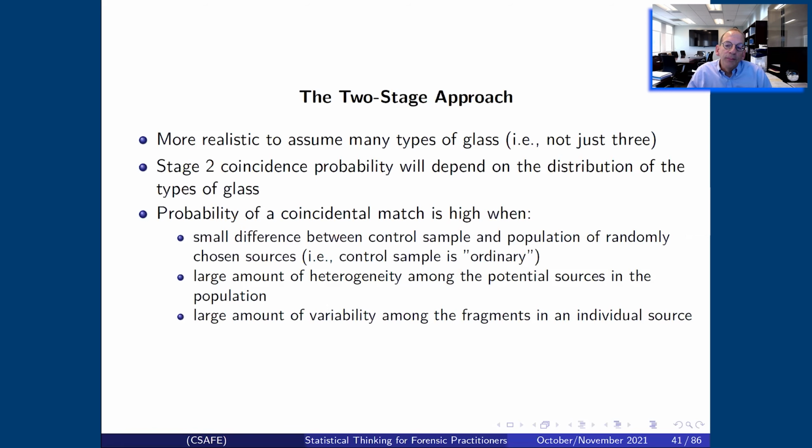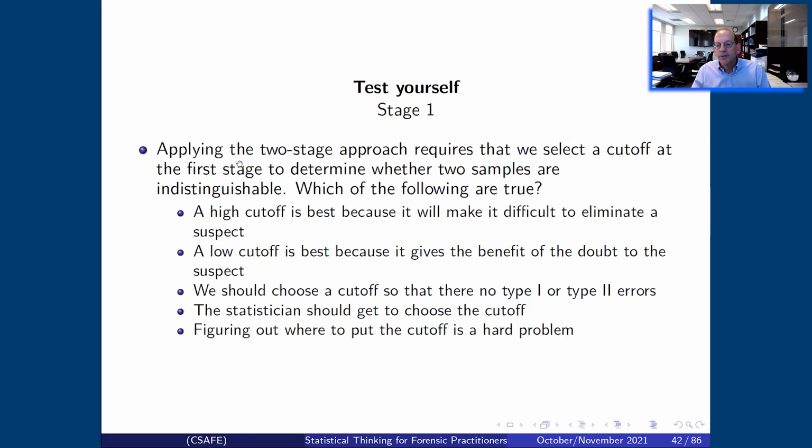So what does this mean to us as glass examiners? It's hard to do the calculation, but it tells us when we should think about the match, the conclusion we're seeing, indistinguishable, as being of high probative value.